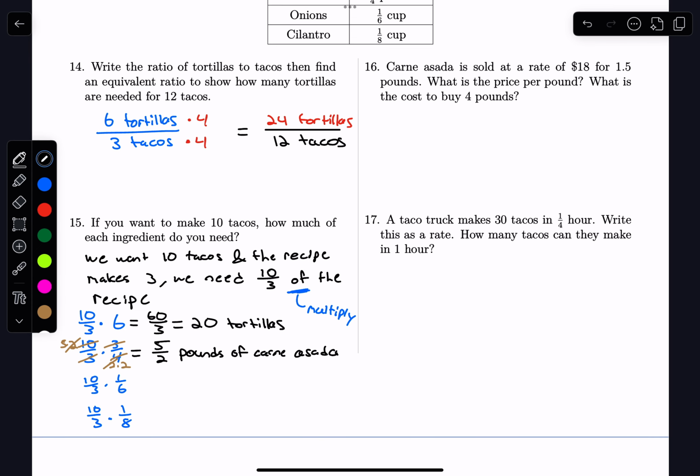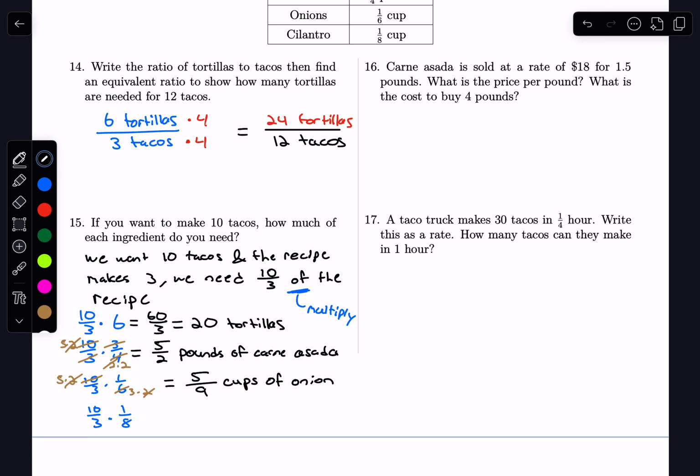Next one, we have 10 over 3 times 1 over 6. Notice again that 10 is 5 times 2, and 6 is 3 times 2, so we can cross off a 2. What we're left with on top is 5 times 1, which is 5, and on bottom we have 3 times 3, which is 9. So we need 5/9 cups of onion. Because we needed 1/6 for 3 tacos, we end up needing 5/9 cups of onion for 10 tacos.